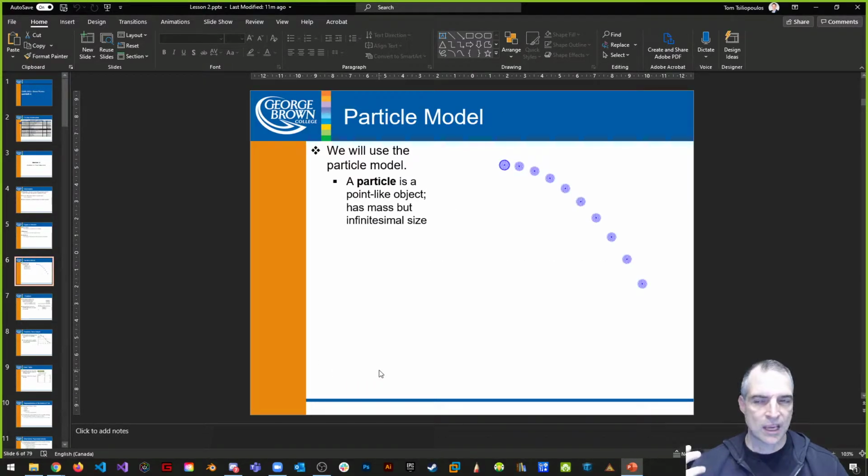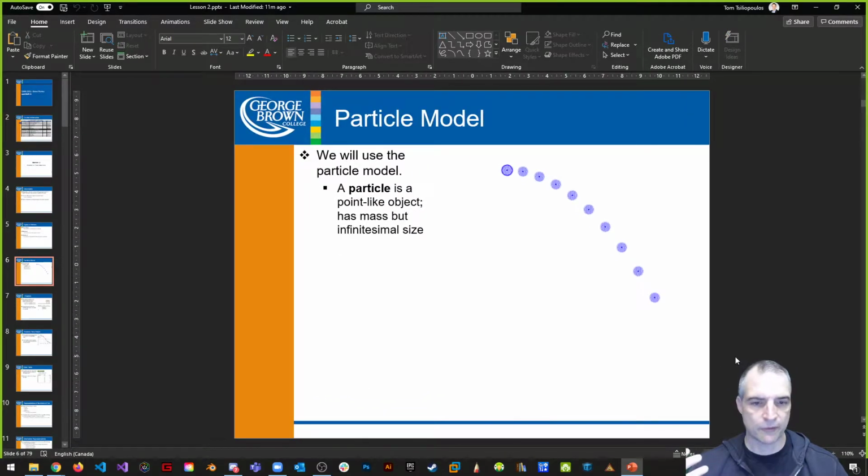When we start thinking about objects, when we start thinking about physics, one of the easiest things for us to do to simplify our lives a little bit, and especially when we think about how to model these things, is we use the particle model.